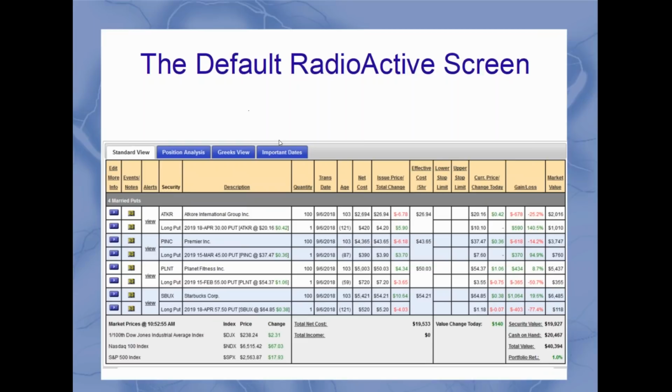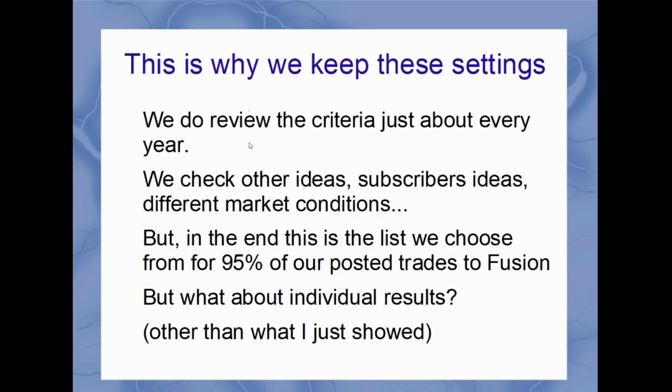Why am I showing you this? Well, I'm showing you this because this is why we keep these settings. I do review the criteria and compare it. The criteria we're showing on power options and on radioactive trading, about every year or at least every 18 months. I check other ideas, subscribers' ideas for stock selection or trade adjustment, different market conditions. But in the end, this is the structure and this is the trading criteria that I look for to select 95% of those trades I post for Fusion subscribers.